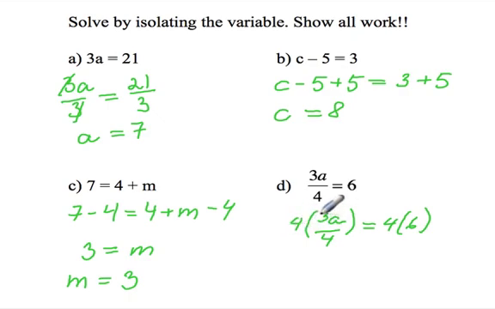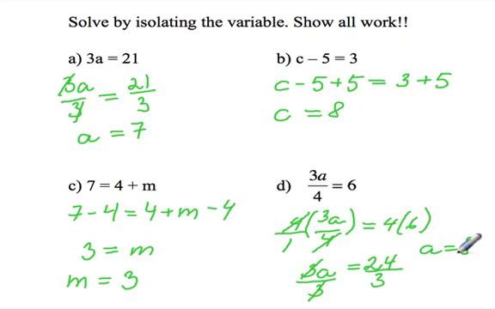Now, for me to multiply 4 times 3a over 4, there are a couple of ways to do it. One is to rewrite 4 in the form of a fraction, which makes it easier for me to see that 4 divided by 4 is 1, which leaves 3a divided by 1. A number divided by 1 is always the number itself. So 3a equals 4 times 6 is 24. Now a is multiplied by 3, so the opposite operation is division. We will divide both sides of the equation by 3. 3 divided by 3 is 1, leaves a on the left-hand side, and 24 divided by 3 equals 8.